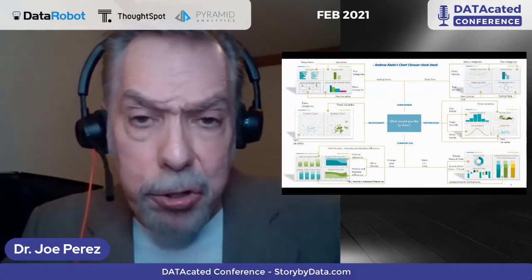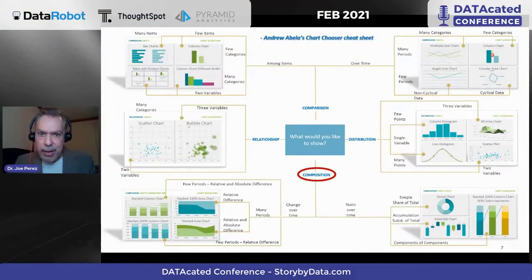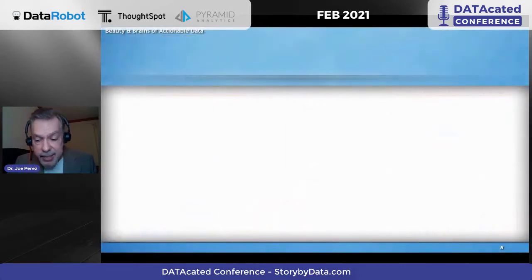On Abella's chart chooser cheat sheet, let's take composition as an example. You start asking questions, and see, these questions lead to other questions as you proceed down the decision tree, helping you to refine your approach and come up with the right type of graph. Well, at least the one that would be considered the best practice. All right, that's the stage of conception.